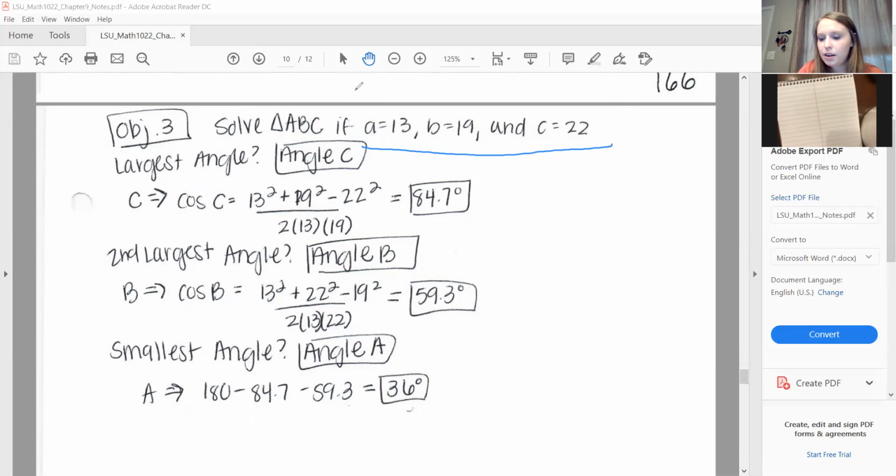So if you give me, I'll write it over here. In the calculator, you could literally put in cosine inverse of, open parentheses, 13 squared plus 19 squared minus 22 squared, close parentheses, divided by, open parentheses, 2 times 13 times 19, close, equals. And it should give me that. If you give me just a second, I'll flip the screen over so y'all can see that better.